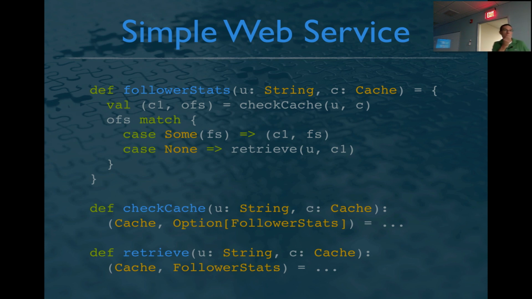So we can implement this method. Here's one particular implementation that uses pure Scala. We're going to create two helper methods, checkCache and retrieve. Let's look at the signatures first. checkCache, given a username as a string and given the cache, can return back a modified cache, and it can also return an option of FollowerStats. All checkCache is going to do is say, if that particular user is in the cache, return their follower stats in a Some, and if they're not in the cache, return None.